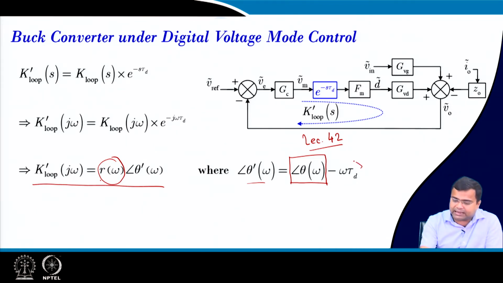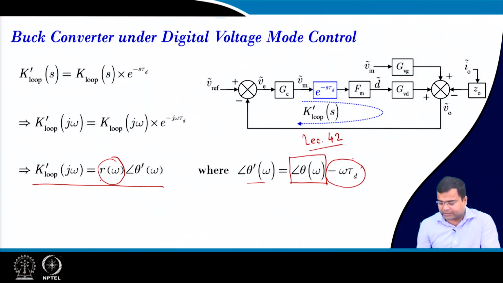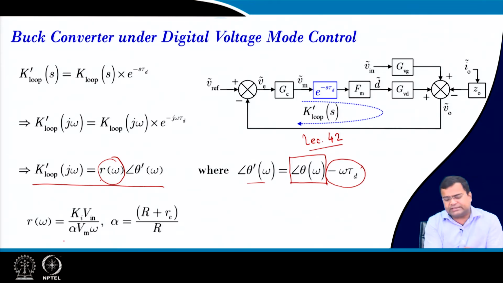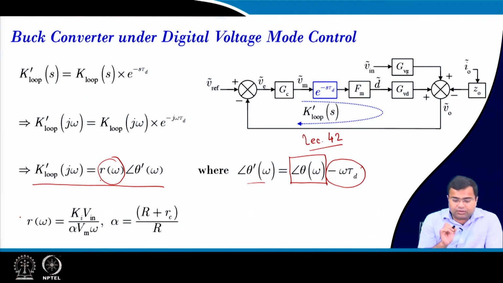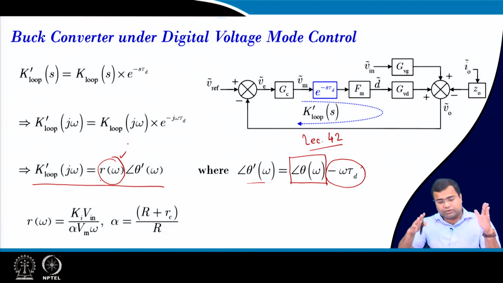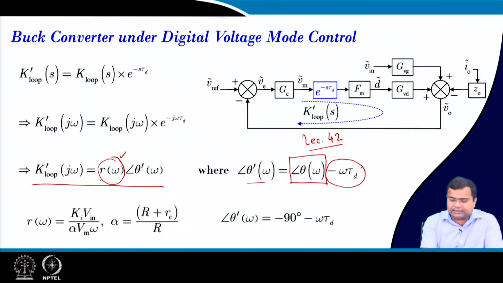In addition to that, we will get another phase lag, which is minus omega tau d. The magnitude expression is the same as earlier, which is k I Vin by alpha Vm omega, where alpha equals r equivalent, Re. Now, at the gain crossover frequency, this magnitude will be 1, because we are talking about the loop transfer function frequency response, which becomes magnitude 1 at the gain crossover frequency, and this is the phase expression.